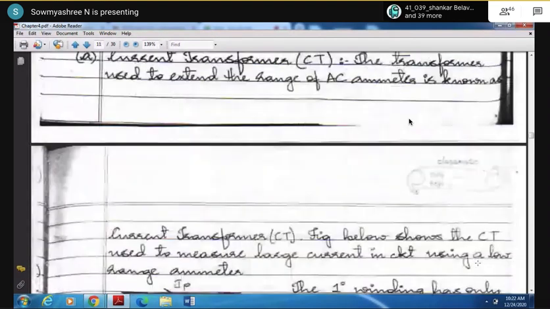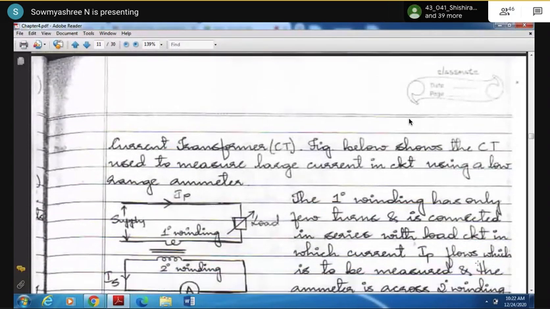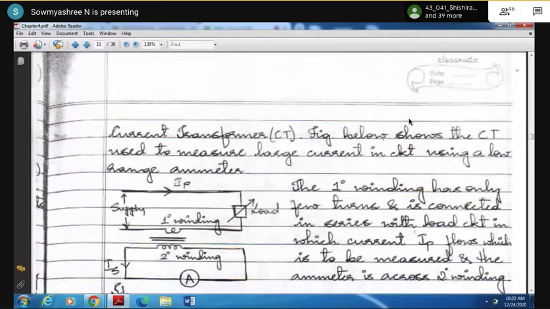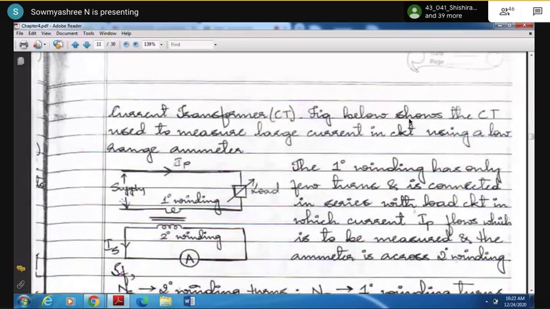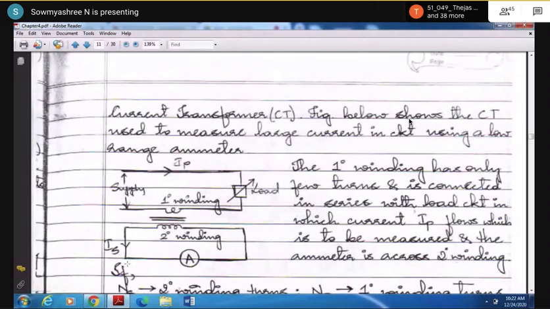You can see the diagram here. The circuit of the current transformer is usually represented in this way. Using a smaller range ammeter, how can it measure a higher range? This is the circuit of the current transformer. The ammeter of smaller range is connected here, and the current which has to be measured is connected to the primary winding.